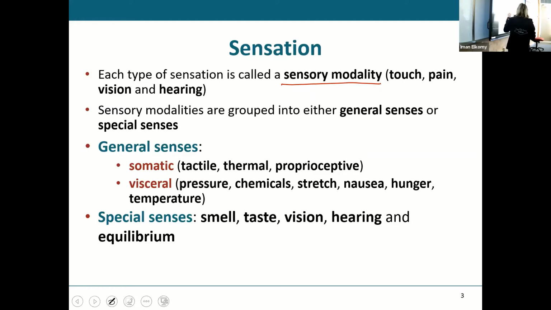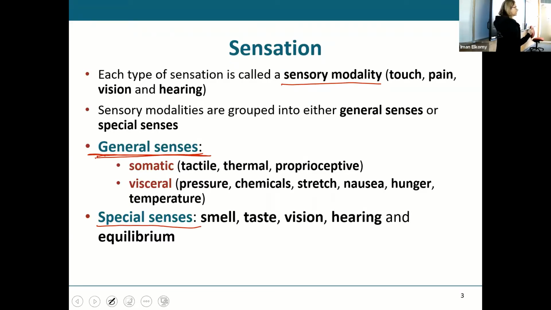We group them either into general senses or special senses. Your special senses are the ones we should already know: your smell, your taste, your hearing, your equilibrium. Those are all special senses. We're going to focus today on the general senses, and those can either be somatic or visceral.